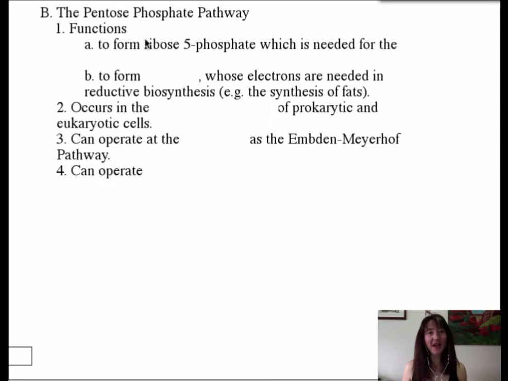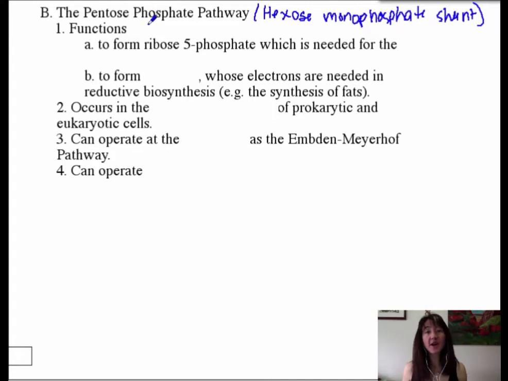In this pathway, I'm going to label it by both of its names, the pentose phosphate pathway or hexose monophosphate shunt. We might also say, if you would like to add more parentheses here, that this is another glycolytic pathway. This is a second glycolytic pathway different than the Embden-Meyerhof pathway. And it's run at different times.